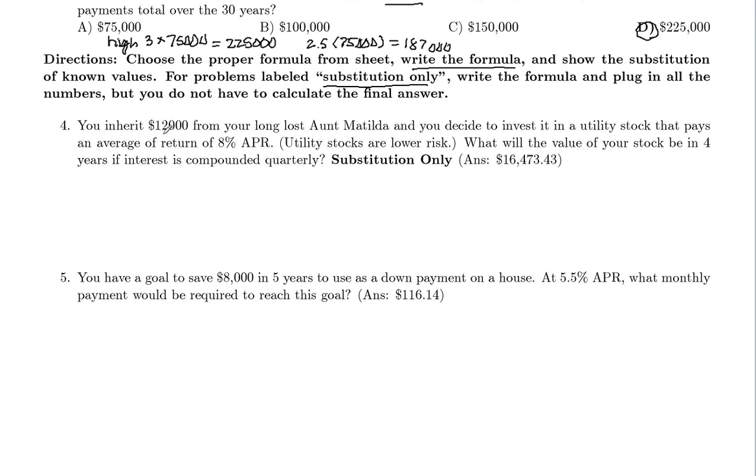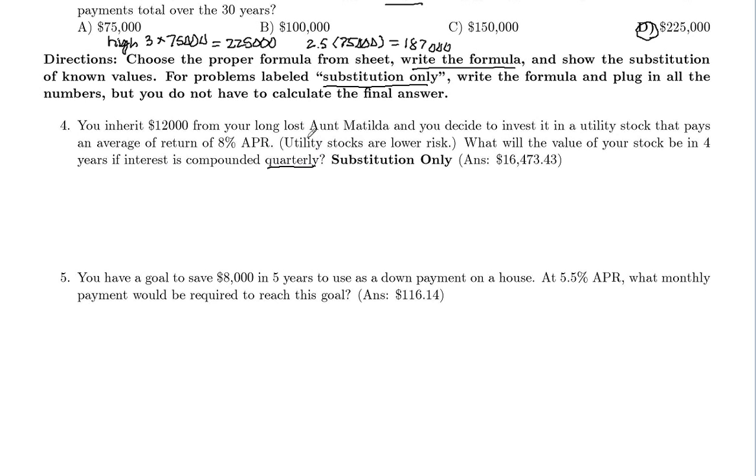Okay, so here you inherit $12,000 from your long lost Aunt Matilda, and you're going to use that to pay for your tuition next semester, right? And you decide to invest this in a utility stock. So those are like electric stocks, gas companies, things like that. And they pay an average return of 8%. And we want to know, what will the value of your stock be in 4 years if interest is compounded quarterly?